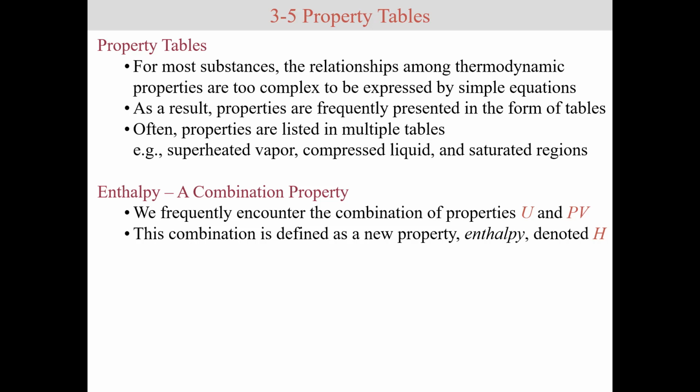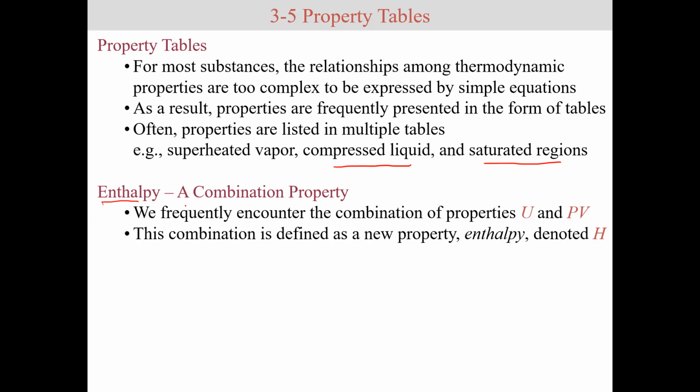Often properties are listed in multiple tables. So, for example, a superheated vapor table with all the properties when the substance is in a superheated vapor state, or a compressed liquid table when all the properties are in a compressed liquid state, or a saturated region table when the substance is in a saturated state. Before we get there, though, I think it's important for us to introduce a few properties. So let's start with enthalpy.